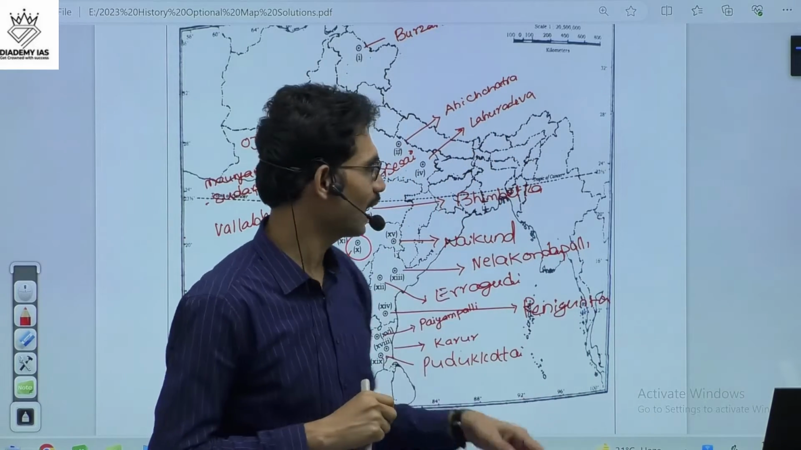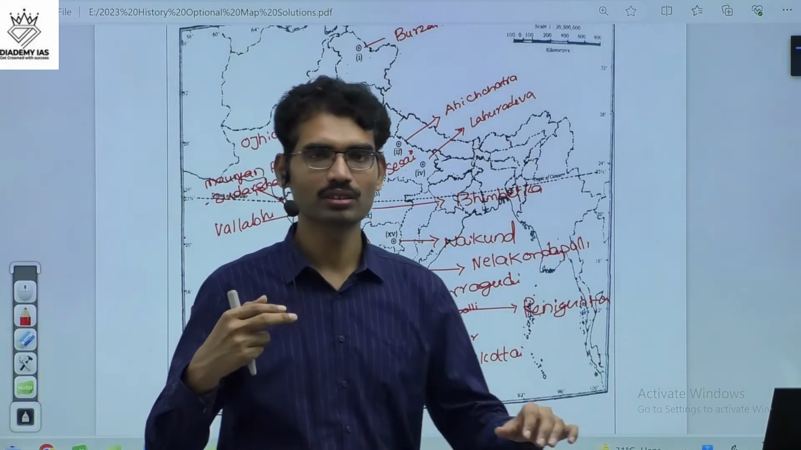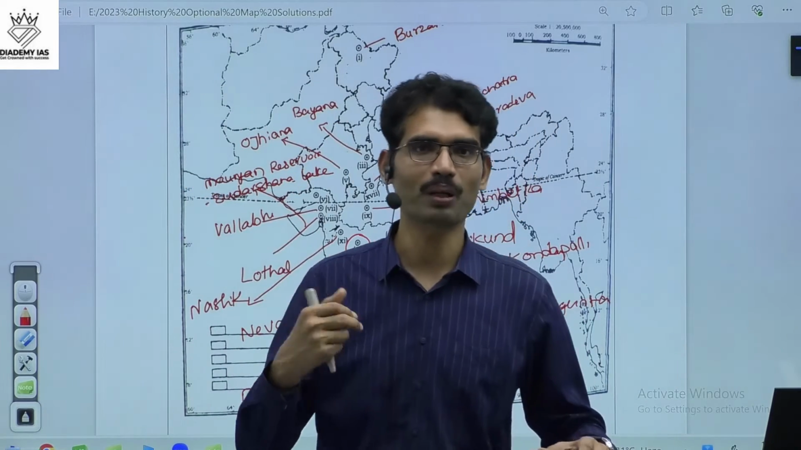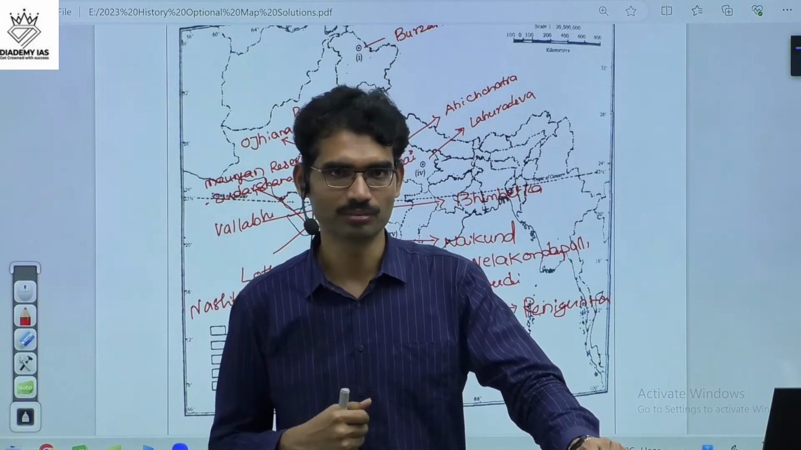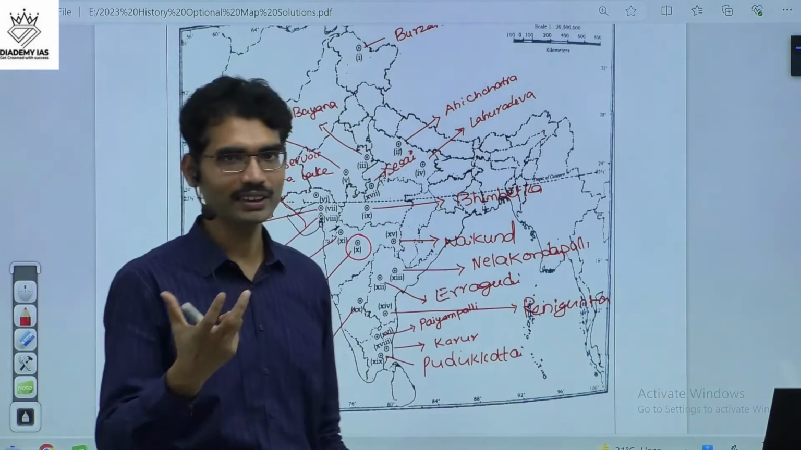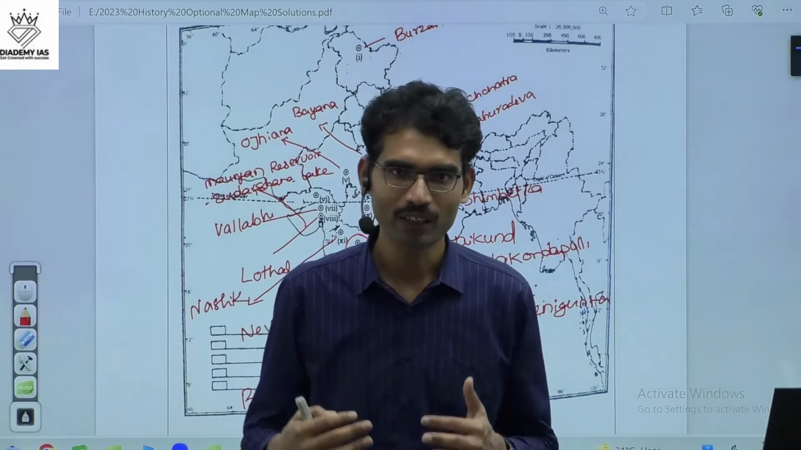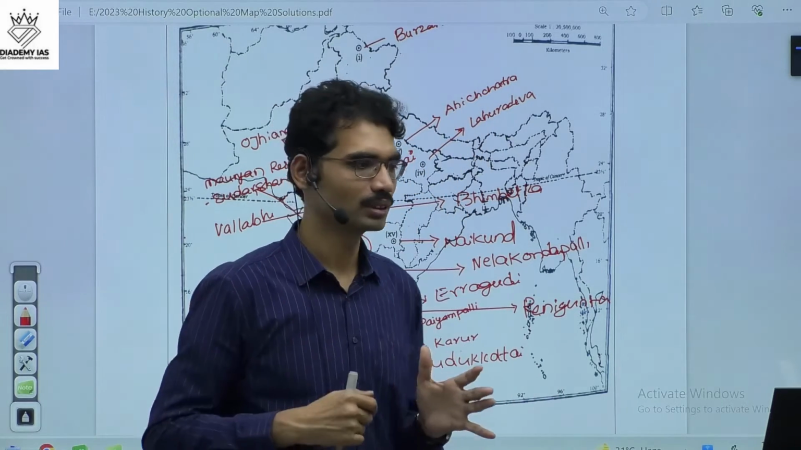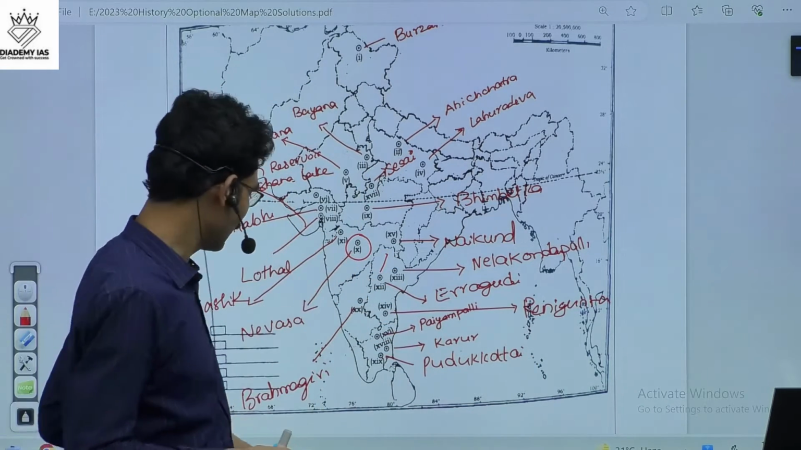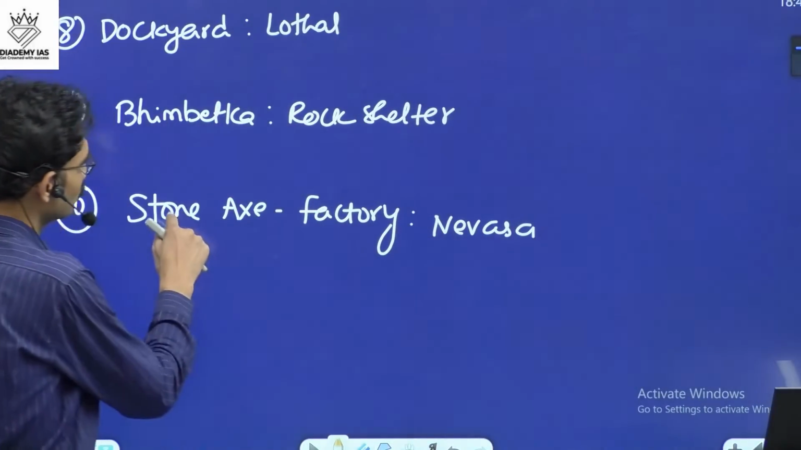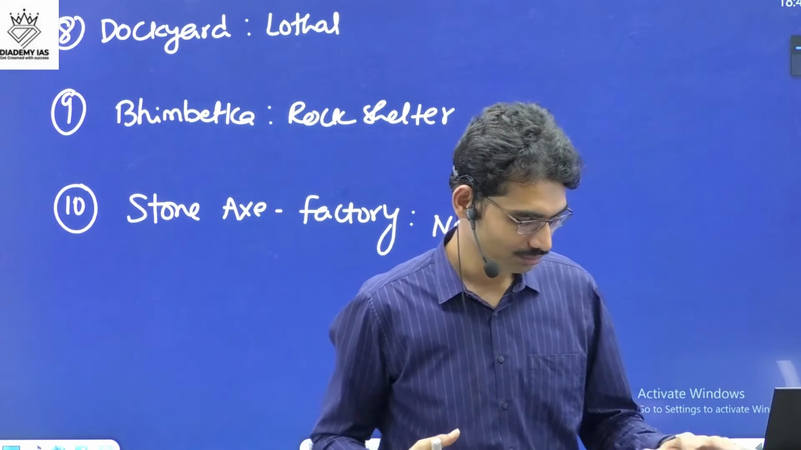But in certain locations like Nivasa and Hunsgi, they manufactured stone tools not only for their own purpose, they also gave these stone tools to others. Such sites we call factory sites. Why do we call it a factory, even today? They manufacture certain goods for the market. The same is the case here. Nivasa is one such example, and here UPSC just asked about the stone axe factory in Nivasa, the Paleolithic settlement.